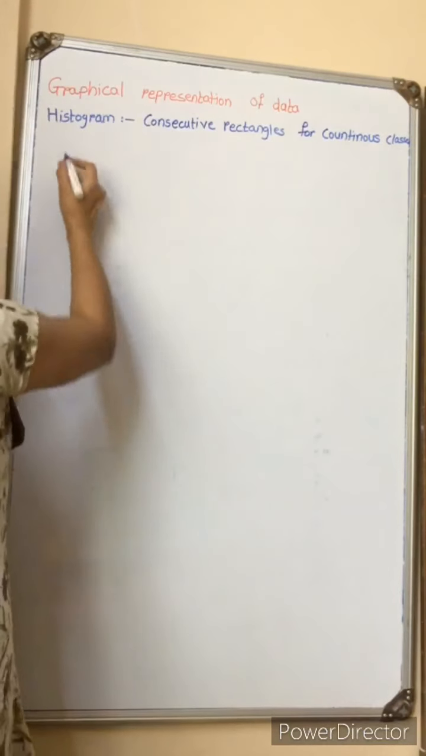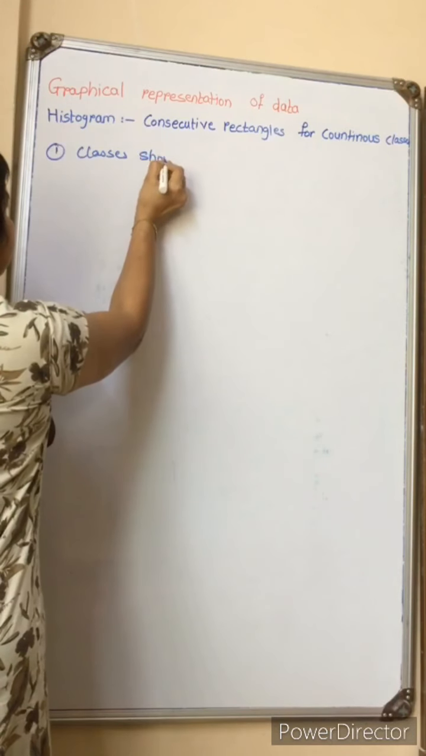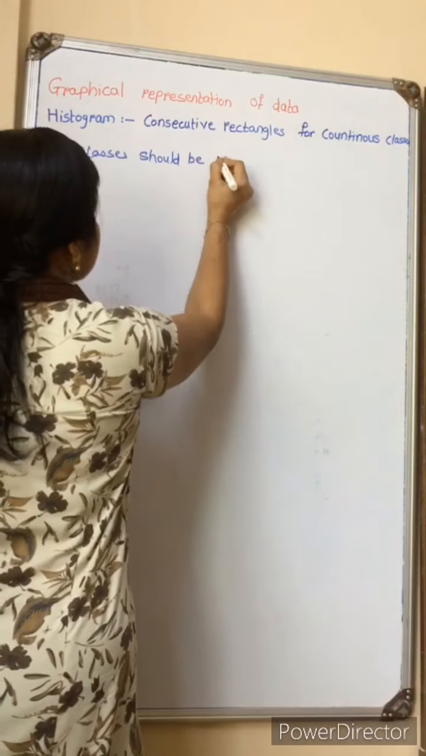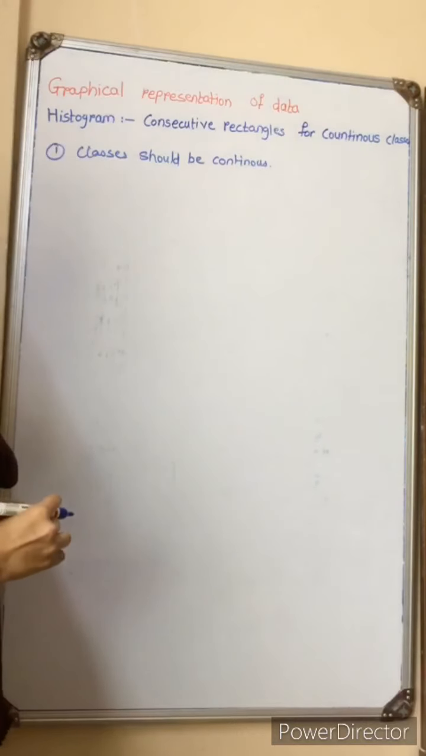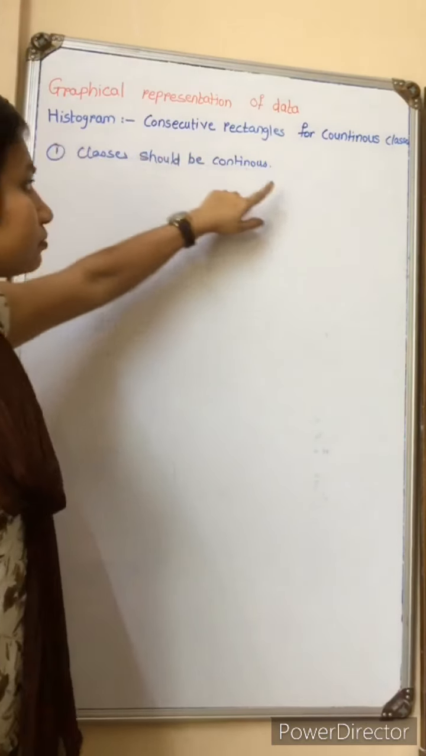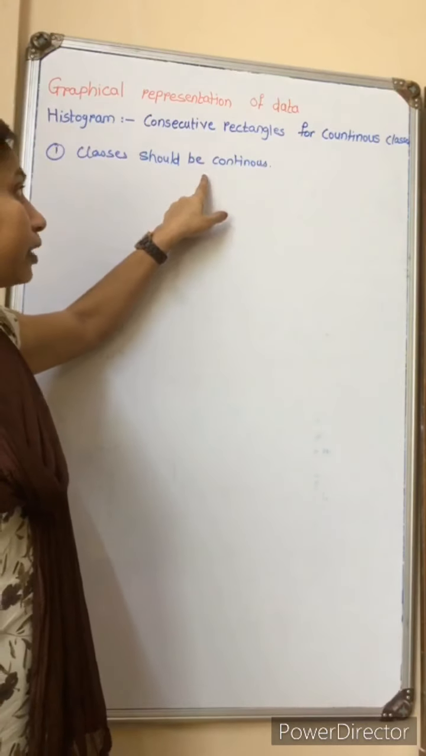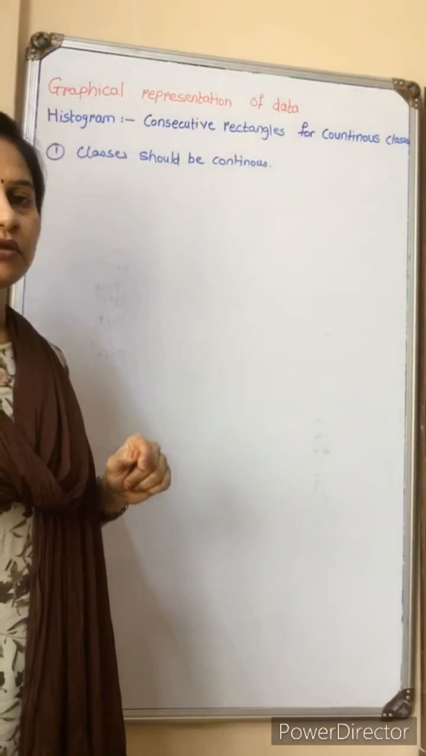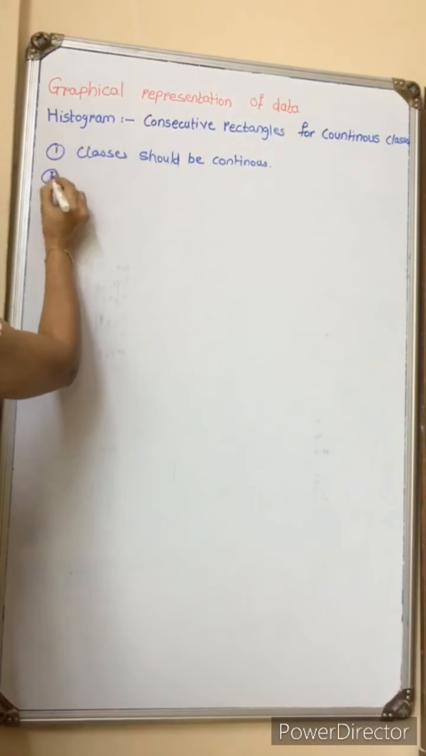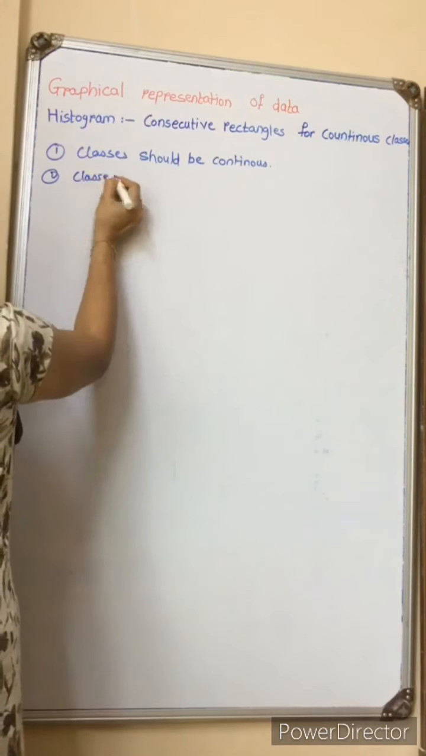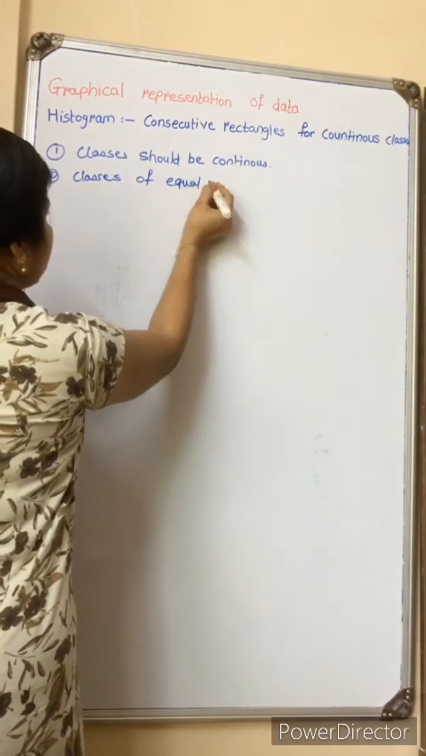So what will we need at first? Classes should be continuous. First we need to check that classes must be continuous. If classes are not continuous, we have to make them continuous. Then only we draw a histogram. Next we need classes of equal length or width.